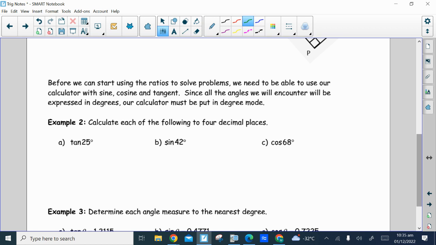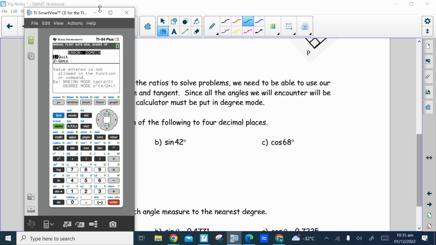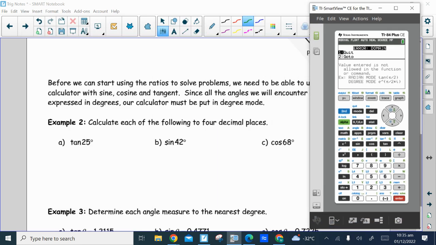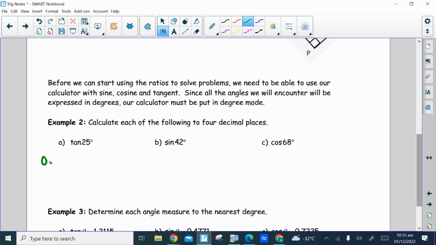So just to make sure, let's use our calculators to find the value of each of these to 4 decimal places. The first one is the tangent of 25. So we'll go tan of 25. Tan 25. To 4 decimal places, it'll be 0.4663. If you're getting that on your calculator, then you're doing it right. It means your calculator's in the right mode.